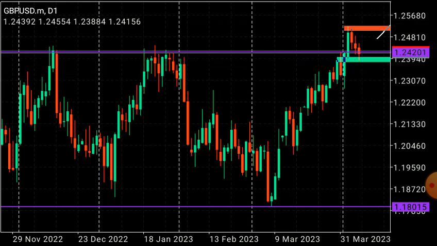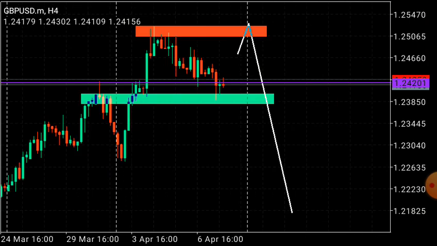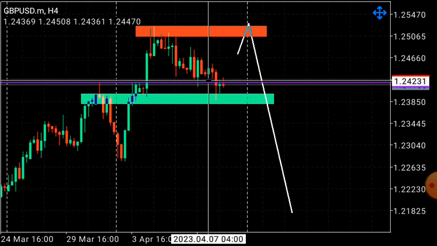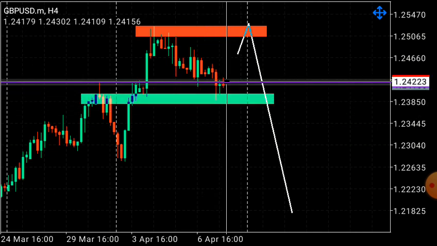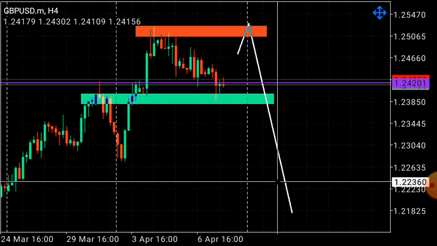Let me quickly go to the 4-hour. And this candlestick, the previous candlestick, the pin bar, indicates to us that price is failing to break, so we could have an impulse. From there we could take short positions.